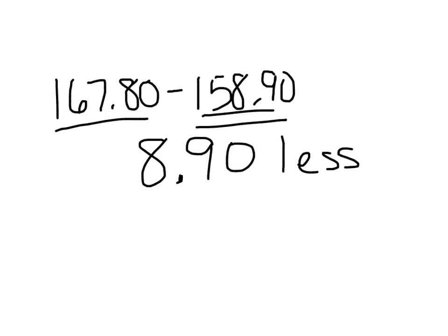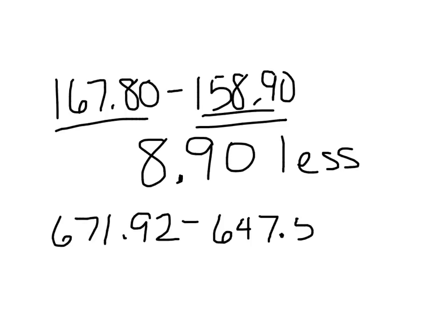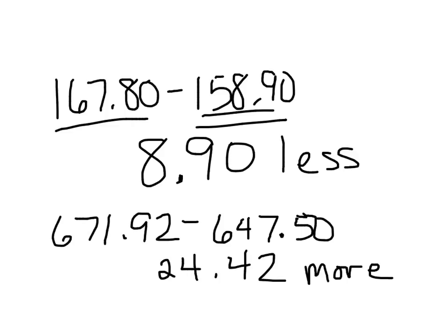Number 2 says Millie Bradley budgeted $647.50, but spent $671.92. So what we're doing here, you guys, is you're going to take the highest number minus the lowest number to get the dollar amount. As I'm doing that now, I get an answer of $24.42. Now, was that number that I spent higher than what I budgeted or lower? This one was higher, so therefore I put more.